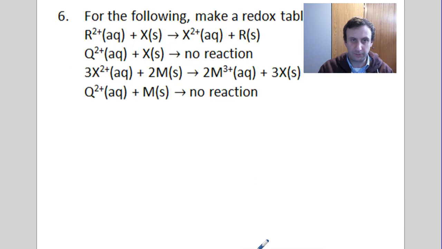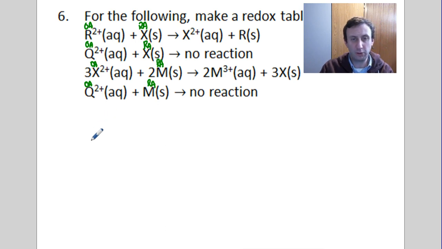Beauty. Okay, now last one, and this is by far the most complicated one. We got a good mix of different things going on here. So R2+, that will be my OA. X will be my RA. Q2+ will be my OA, more positive again. X is again my RA. Here I have an X2+, that's going to be my OA as a positive thing, and then M is my RA, and then Q2+ is my OA, and M again is my RA. Actually, I was really hoping that there would be ones with non-metals in here, but it is what it is.